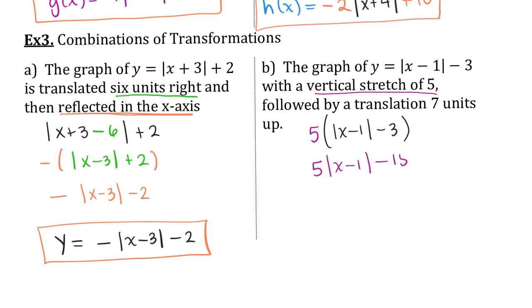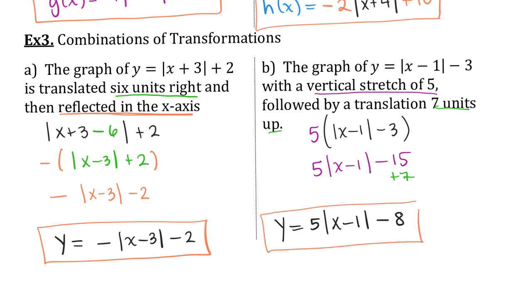the absolute value of x minus 1, minus 15. Okay, now they want me to move it 7 units up. So I'm adding 7 on the end. Let's see what we get. We get y equals 5 times the absolute value of x minus 1. Negative 15 plus 7 is negative 8. Okay, so that's my resulting function.